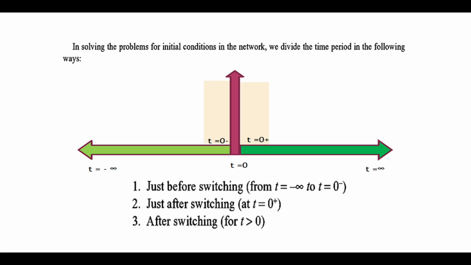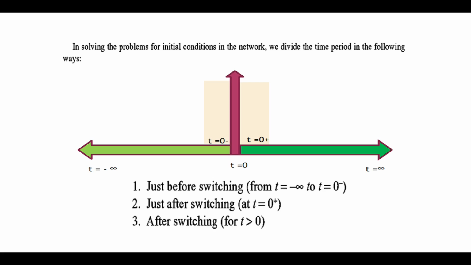Next is why initial conditions matter. Now comes the most important part, the initial conditions. A capacitor or an inductor cannot change its stored energy instantly. That is because the voltage across a capacitor cannot change suddenly and the current through an inductor cannot change suddenly. This means that just before and just after switching, the capacitor voltage must be continuous and the inductor current must be continuous.